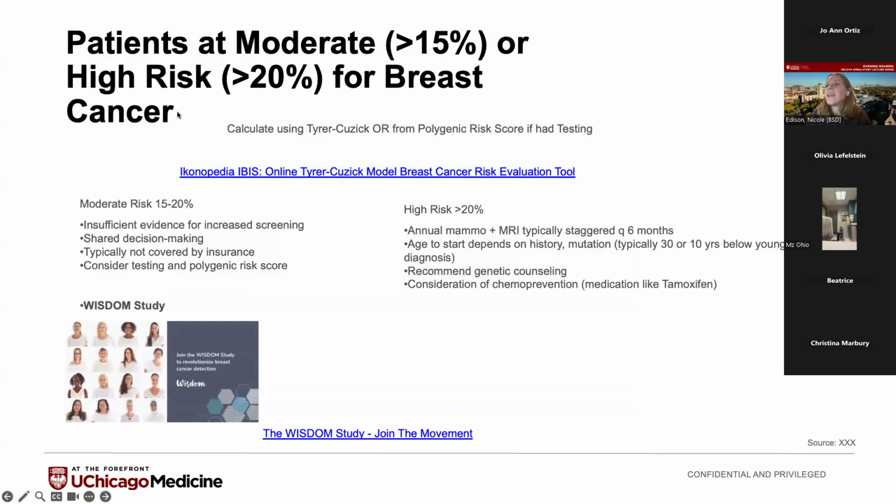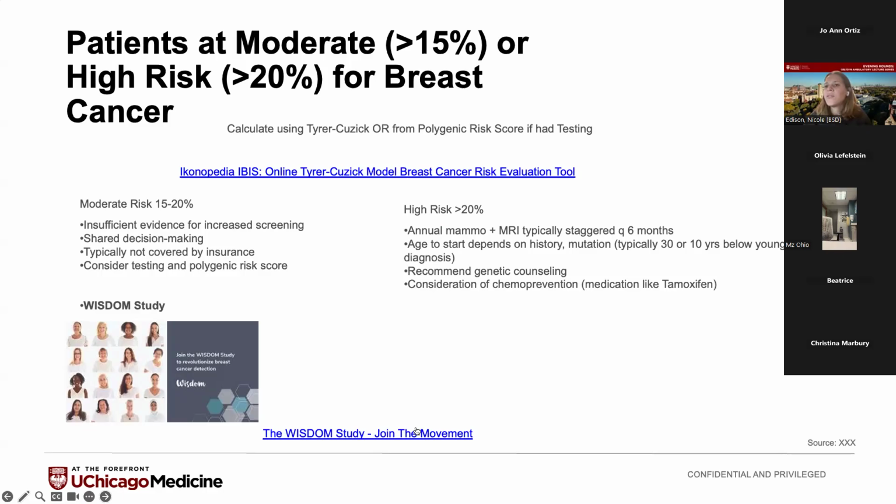Like I mentioned before, these are how we manage our moderate risk and high risk breast cancer patients. This is sort of the best link that I have for the Tyrer-Cuzick score, and it looks at things like when was your first period? Are you in menopause? When did you have your first child? Have you had a breast biopsy? Those types of things to give you a lifetime score.